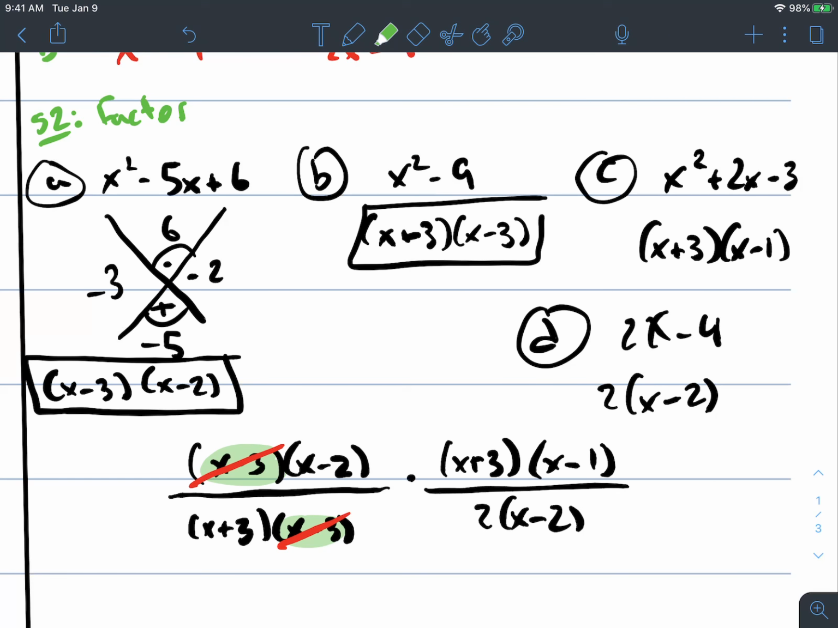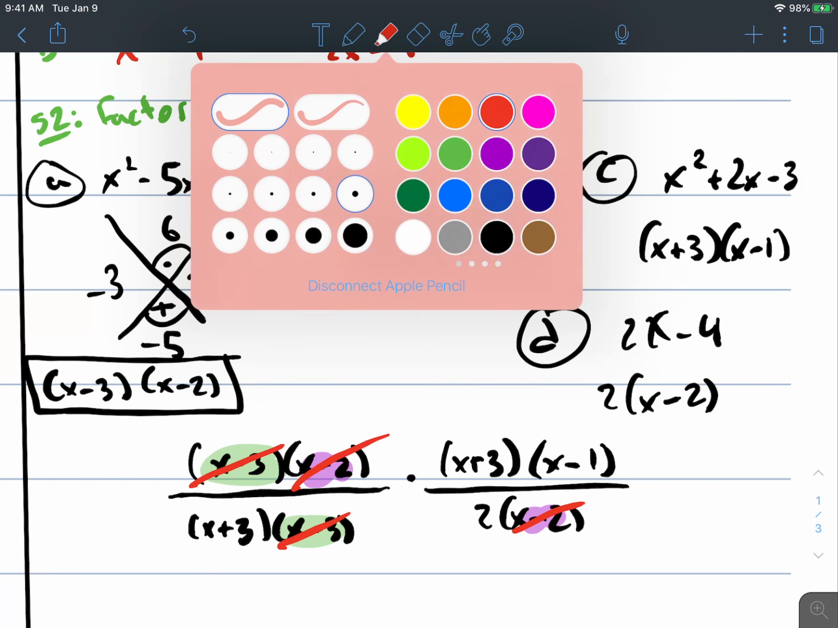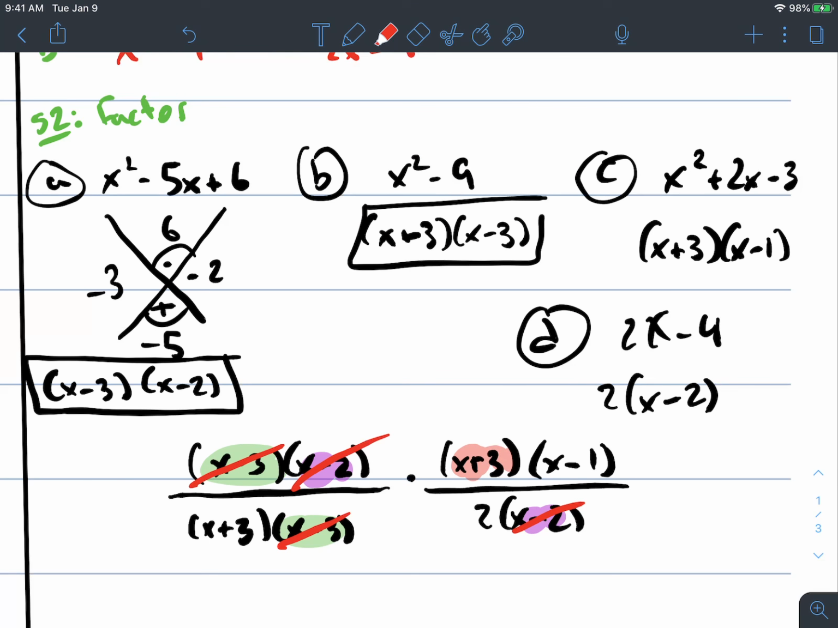And we're going to look at x minus 2 here and x minus 2 here, so that's going to go away. And we're going to have x plus 3 here and x plus 3 here, so that's going to go away. And all we're left with is x minus 1 as our answer. Oh, nope, I lied. We have this 2 under here, so we're going to have it over 2.